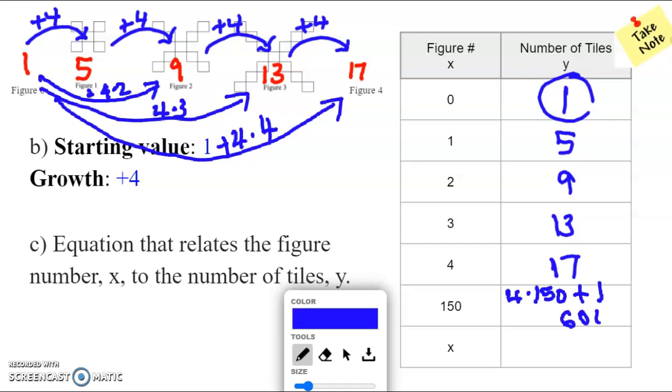If that is the case, what would be the expression if we're talking about figure x? Okay, the figure number x. Then instead of using 150 here, we would use 4 times x. So that's going to be 4x, plus 1 will be the expression for it, because we still need to add the starting value. So the equation now becomes y equals 4x plus 1, where y is the number of tiles and the figure number is x, and to that we are adding 1.